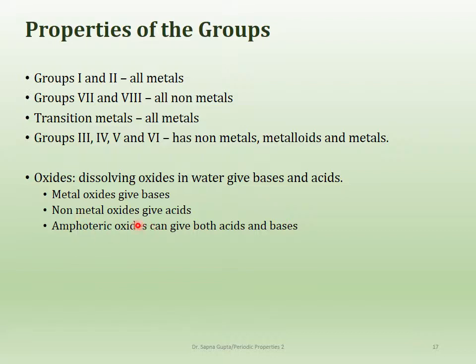And then there are some which are called amphoteric oxides, which can behave both like acids and bases. Those are usually found in metalloids, by the way.